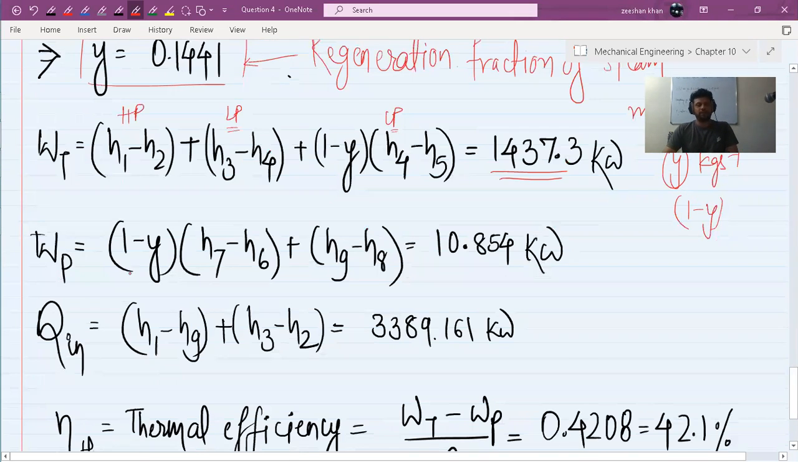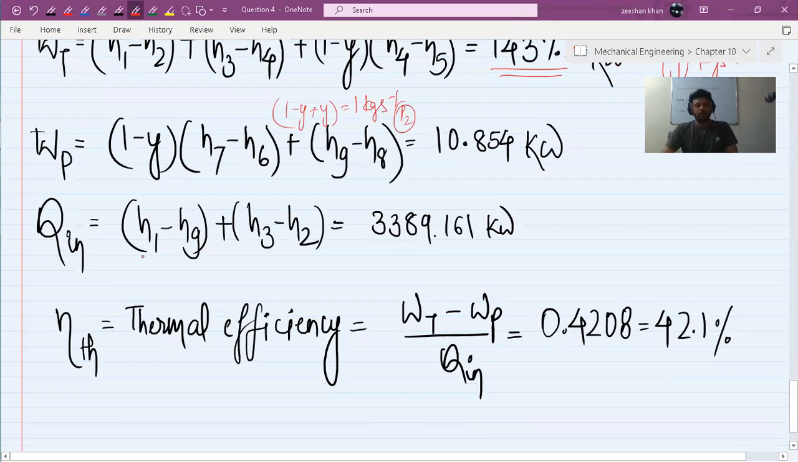Work done by the pump is 1 minus y. This is the amount of steam from 7th state to 6th state, and since both of them, the 1 minus y portion and the y portion, have mixed now in the feed water heater, there's only 1 minus y plus y, so that's 1 kilogram per second, the same amount which entered the high pressure turbine. The same amount of water is going to be lifted from state 8 to state 9 by the pump 2, so that pump work comes out to be 10.854.